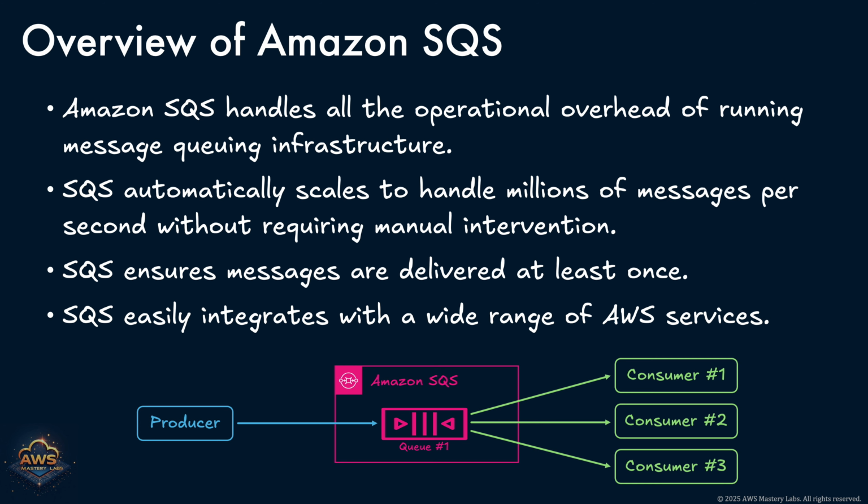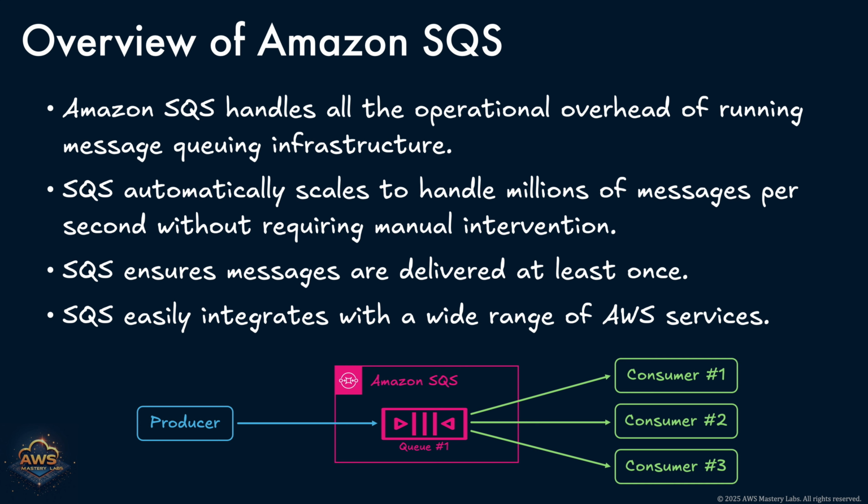Security is a first-class citizen in SQS. You can control who can send and receive messages using AWS Identity and Access Management policies. Messages are encrypted at rest using AWS Key Management Service and protected in transit with HTTPS, ensuring your data remains secure end-to-end. Finally, SQS integrates seamlessly with many AWS services. Whether you're triggering a Lambda function, coordinating workflows with Step Functions, or handling back-end processing with ECS or EC2, SQS acts as a powerful backbone for building distributed, event-driven applications.